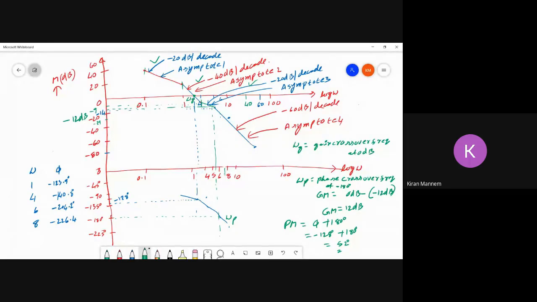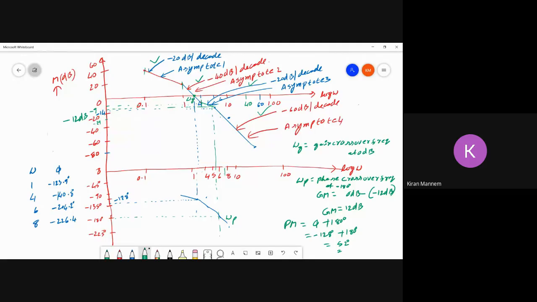So similarly, we do for the fourth asymptote. So minus 20 dB, and the next basic factor is a quadratic pole. We add the slope for that, minus 20 dB, minus 40 dB. It would be minus 60 dB. So this is how we should draw the slopes of all the asymptotes.